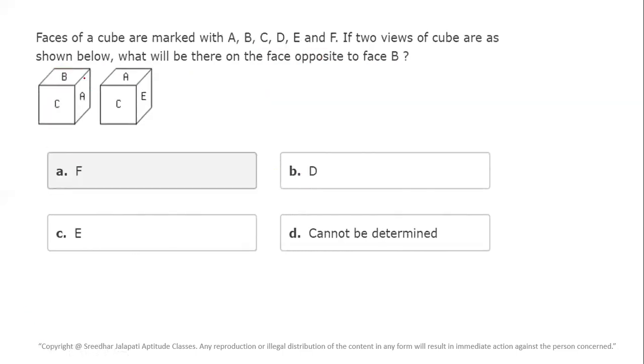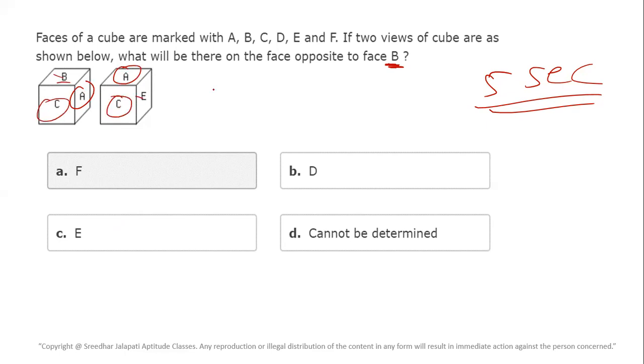Next question. Faces of a cube are marked with A, B, C, D, E, and F. If two views of cube are as shown below, what will be there on the face opposite face B? 5 seconds. Time is up. Here is the answer. So here also you can see A is common on both dice. C is also common on both dice. So remaining B and E are opposite. So what is opposite to B? E. Okay, right.